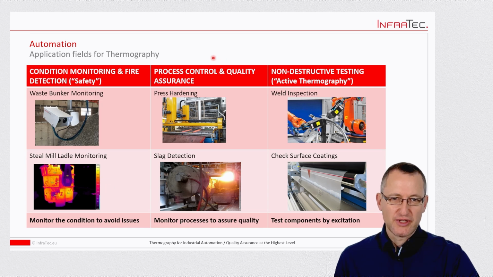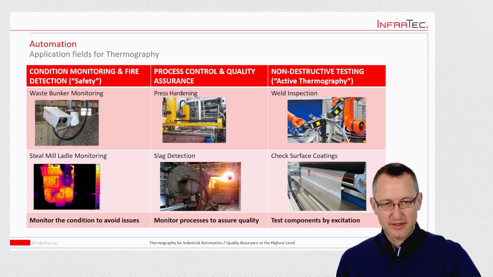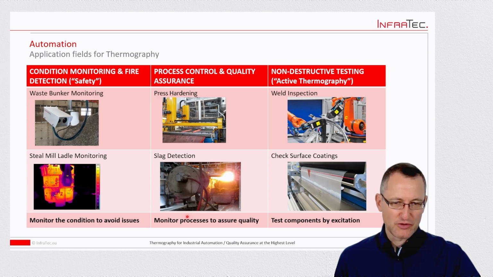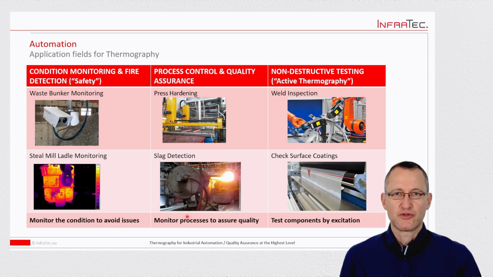Let's move on to the second part, process control and quality assurance. Here we monitor processes and temperatures in processes, like press hardening, where we inspect the parts after press hardening. So we measure the temperature. Another one is slag detection, where we use the cameras to detect slag in the steel manufacturing process. So here it's about monitoring processes to assure quality.